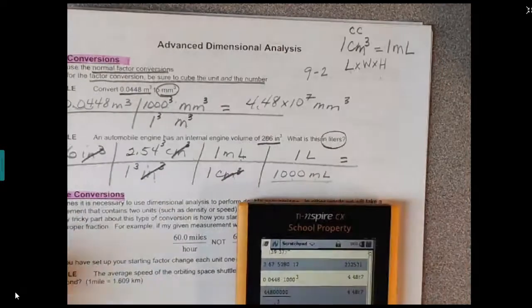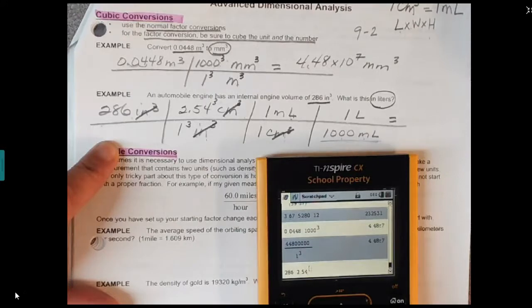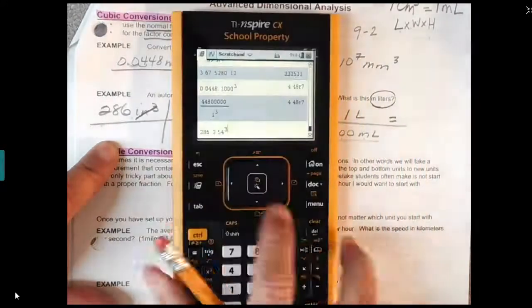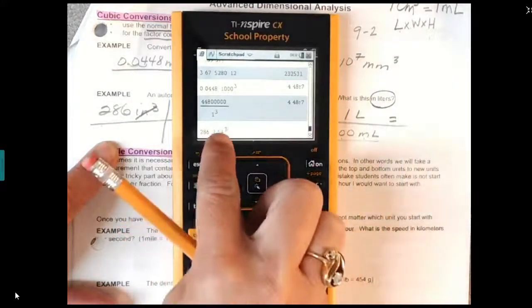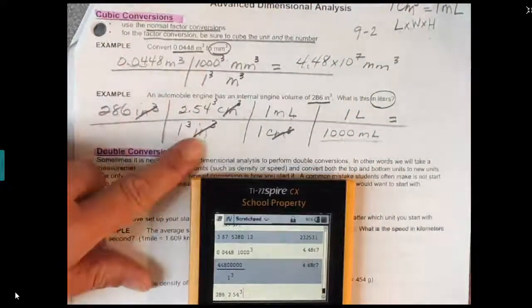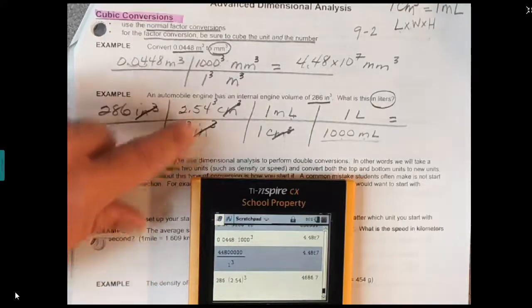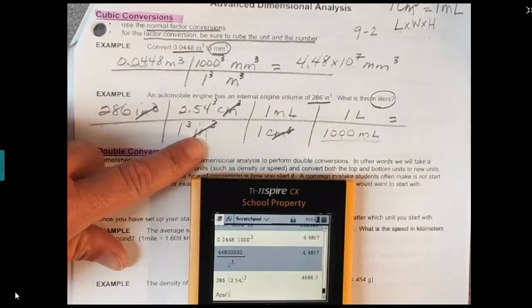Now, we're going to multiply here. 286 times 2.54 raised to the third. Now, on these calculators, make sure you pull that down. Make sure you pull that down. That's why I don't like these calculators. Times 1, and you hit enter. Then we're going to divide that by 1,000.